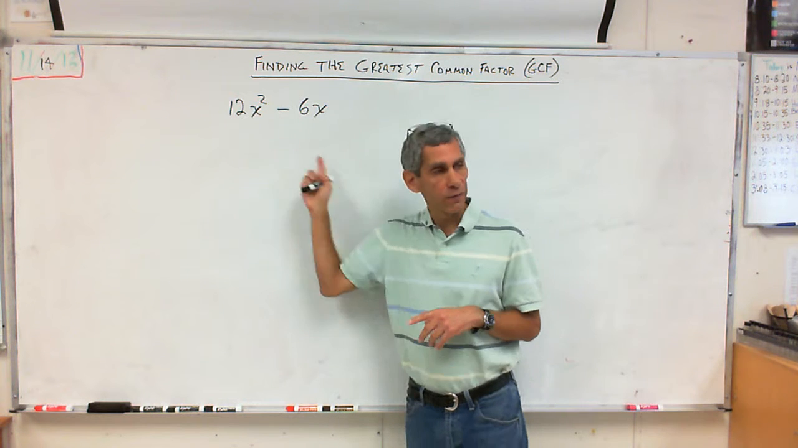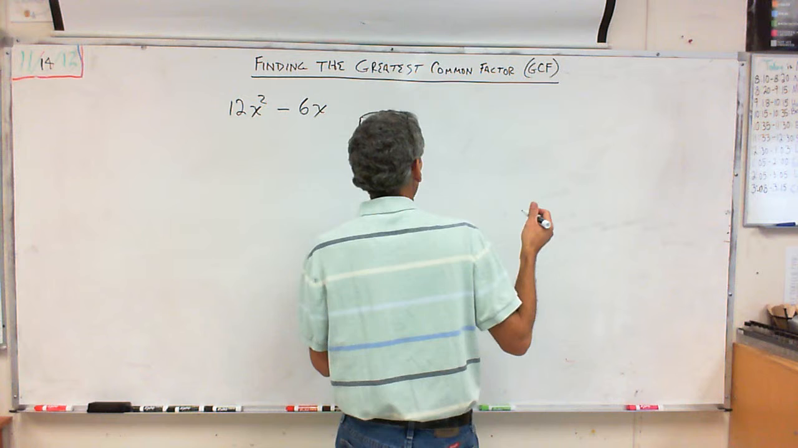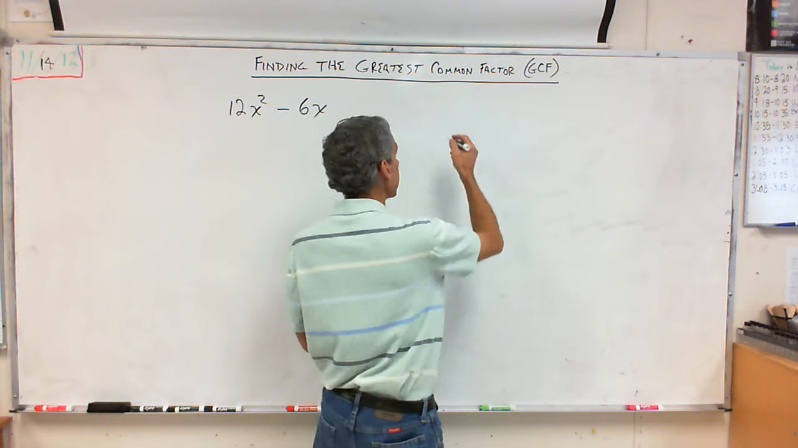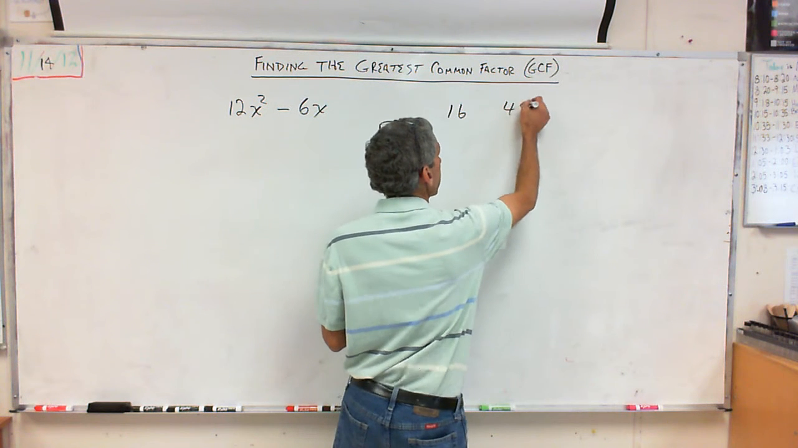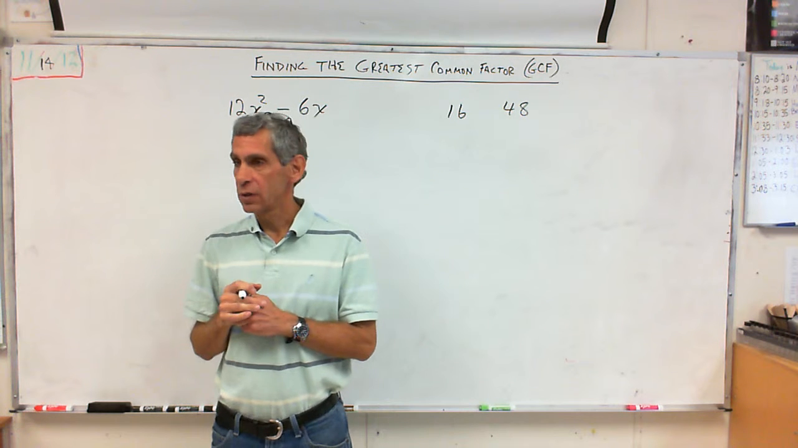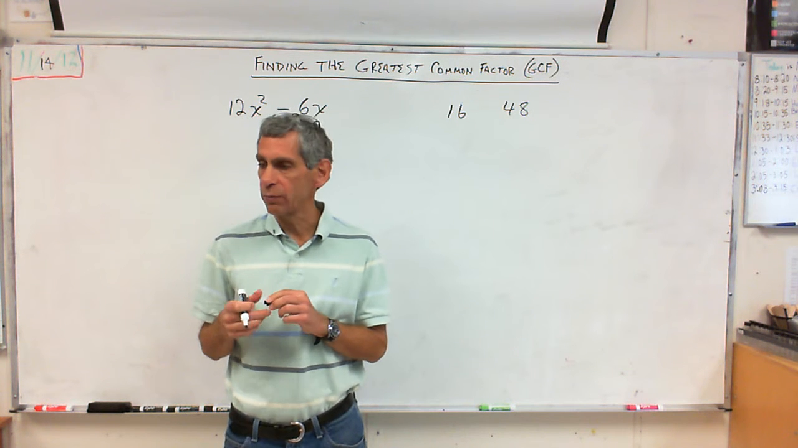Before I go into this, I first want to talk about finding greatest common factors with numbers. Let's say I wanted you to find the greatest common factor between 16 and 48. Do you guys remember how to do this? Let me know how people did this.